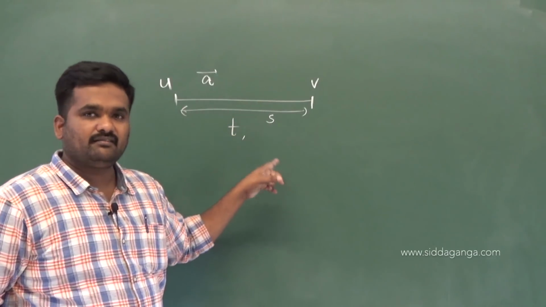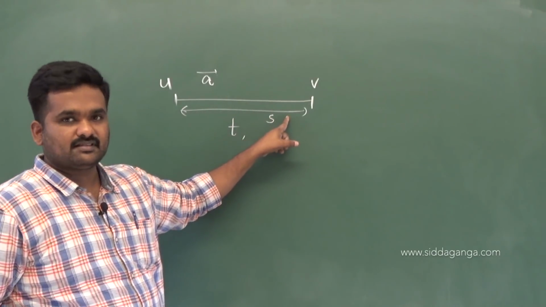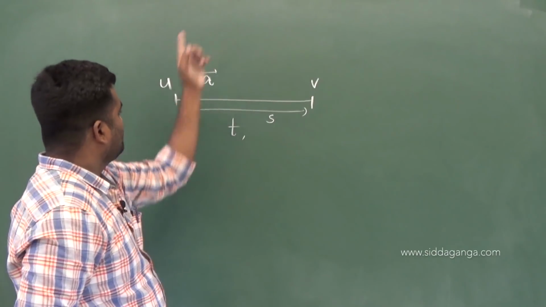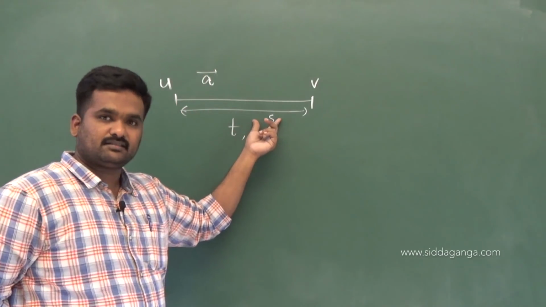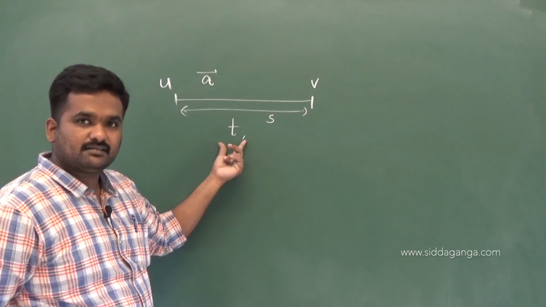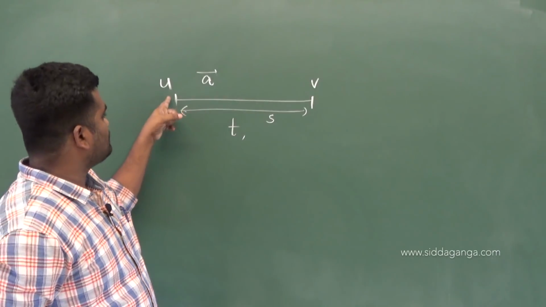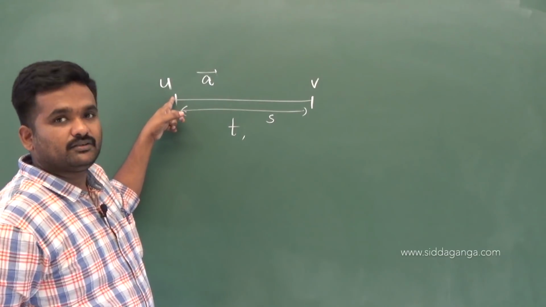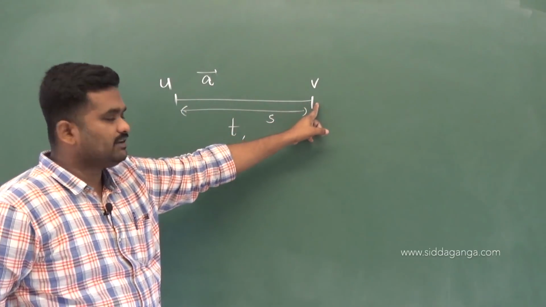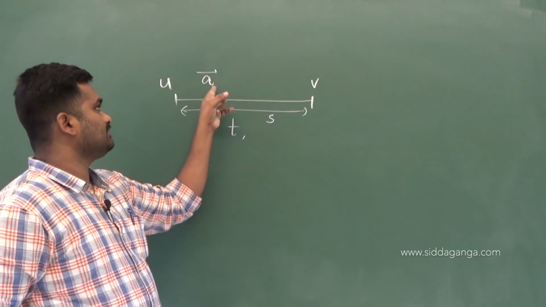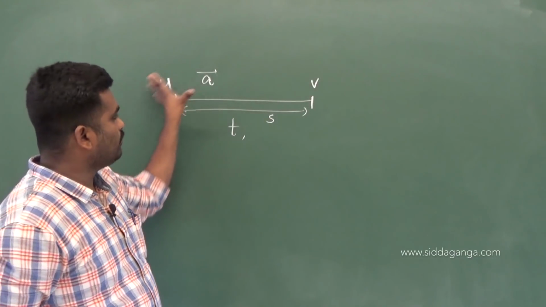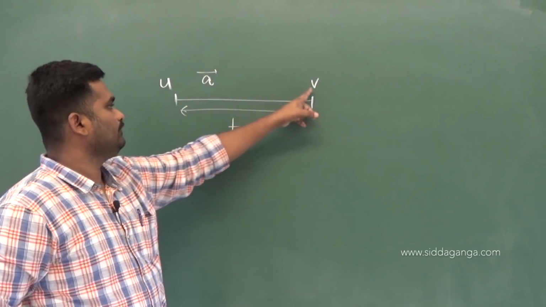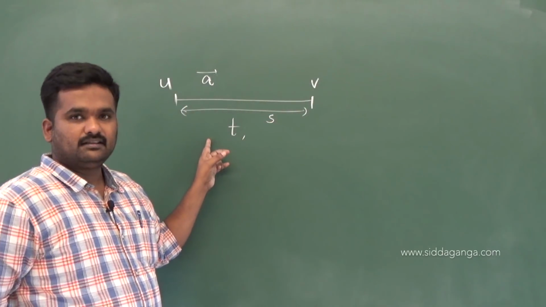In a straight line, distance and displacement are the same if it is travelling in the same direction, keep that in mind. So, now displacement is s during an interval of time t seconds, in which a body started its motion with a velocity u and attained a velocity v, accelerated with an acceleration a. I have correlated all the parameters here: u, v, a, s and t.